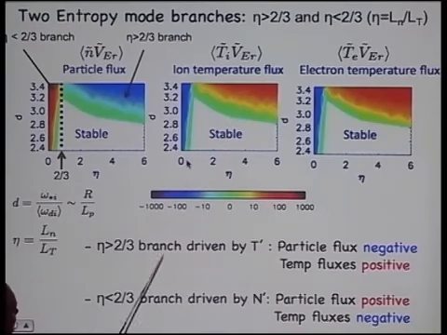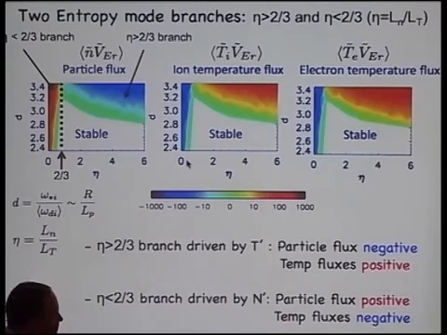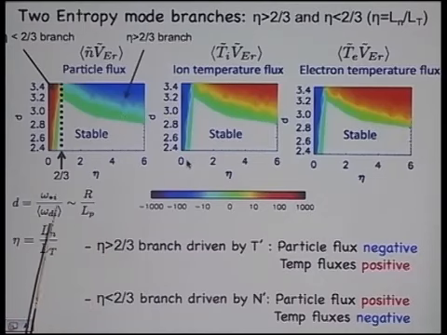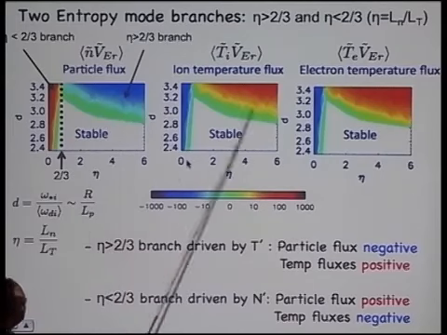And that makes sense because when eta is greater than 2/3, the mode is driven by T prime. So the mode is trying to relax its source of free energy. It's trying to flatten the temperature gradient, although it's perversely trying to steepen the density gradient. When eta is smaller than 2/3, it's the reverse. Instead of blue, red, red, you have red, blue, blue.